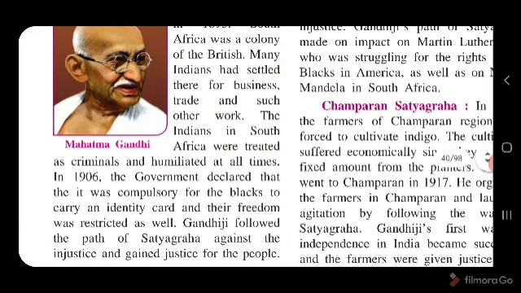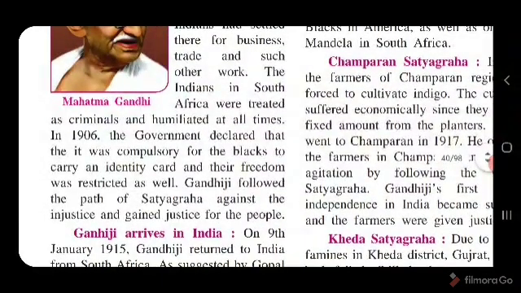In 1906, the government declared that it was compulsory for the blacks to carry an identity card and their freedom was restricted as well. Gandhiji followed the path of Satyagraha against the injustice and gained justice for the people. Okay, now in this first paragraph you can understand it.